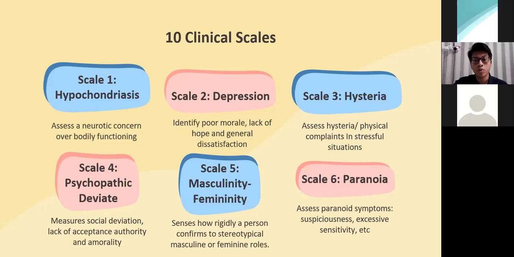Okay. Scale 3 is used to identify those who display hysteria or physical complaints in stressful situations, where on this scale, usually women, well-educated persons, and persons who come from a high social class will tend to score higher. Next, scale 4 is for psychopathic deviate, which measures social deviation, lack of acceptance of authority, and immorality. Scale 5 is to assess masculinity or femininity, while scale 6 is to assess paranoid symptoms such as suspiciousness and excessive sensitivity. Next.